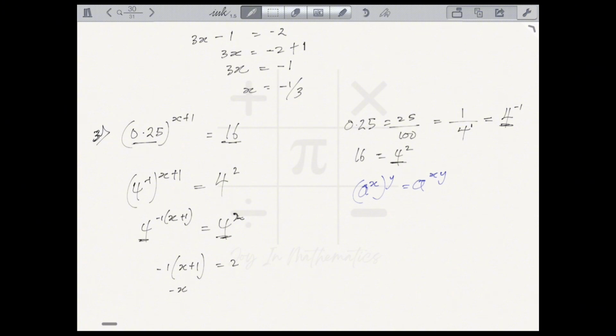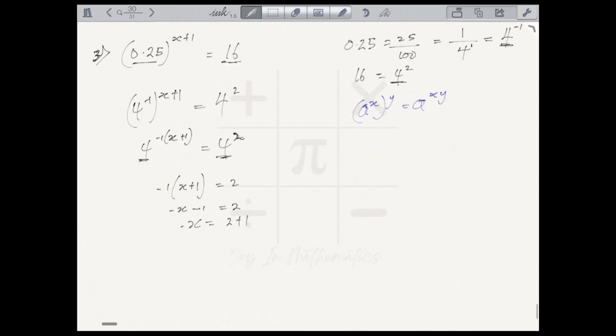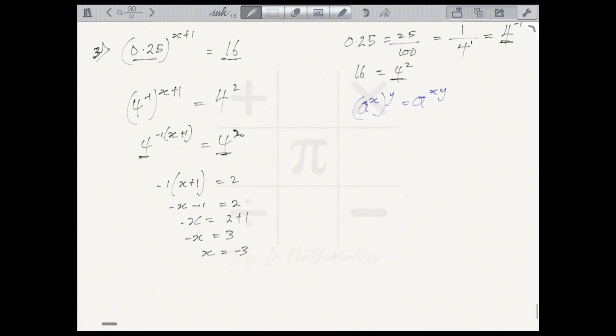This will give me minus x minus 1 is equal to 2. So minus x will be equal to 2 plus 1. Minus x is equal to 3, and therefore x will be equal to what? Minus 3.